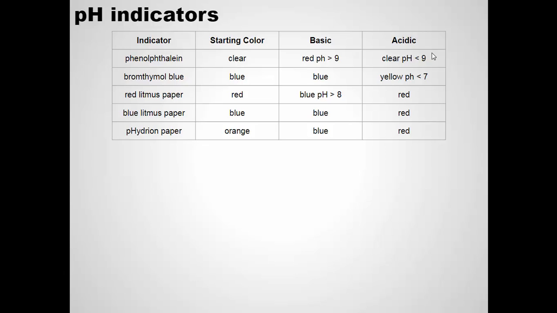So, turns red in acidic conditions. We also have this other paper. This is a type of paper that turns a variety of colors, and it has little scales. So this paper, it's called pHydrion paper, and there's different types you can get.